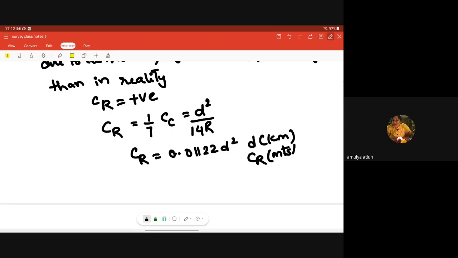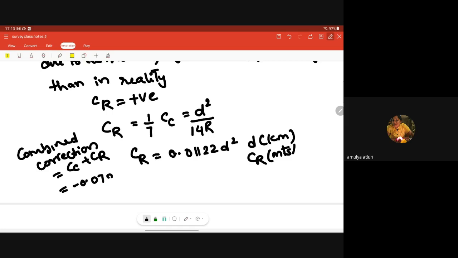Next, we have seen correction for curvature and correction for refraction, and now the combined correction. Combined correction is equal to CC plus CR. Taking these two values, minus 0.07857 d square plus 0.01122 d square. If we summate, this whole value will be minus 0.06735 d square. You need to remember this.